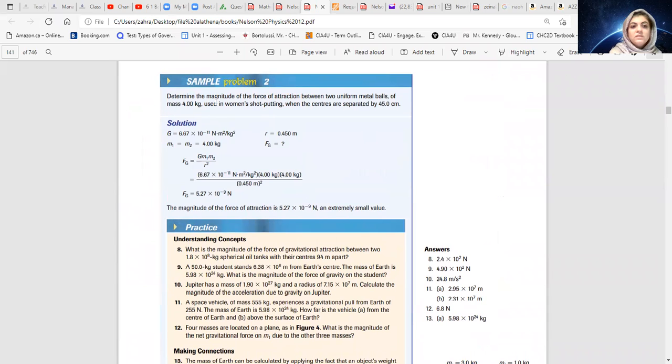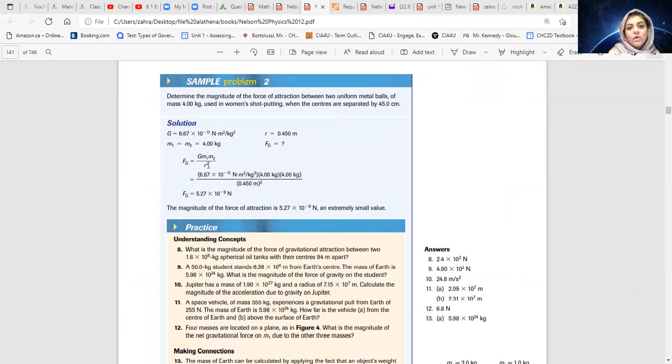Determine the magnitude of the force of attraction between two uniform metal balls of mass 4 kilograms used in woman's shot putting when the centers are separated by 45 centimeters. So they all have the same mass. M1 and M2 are 4 kilograms.